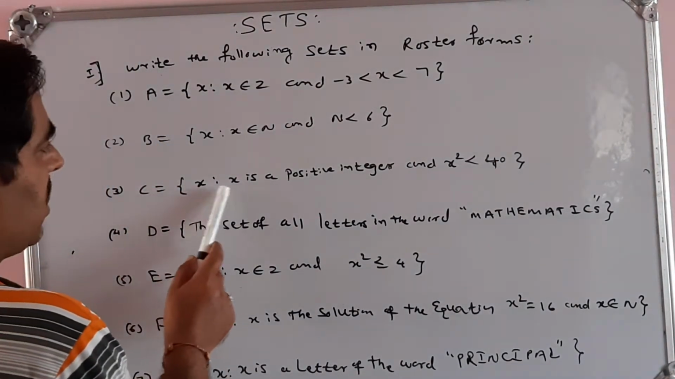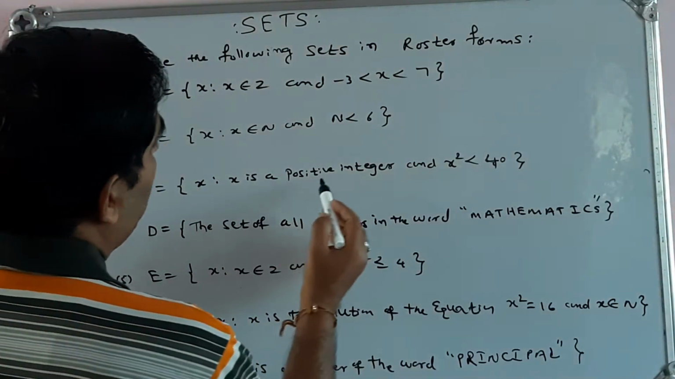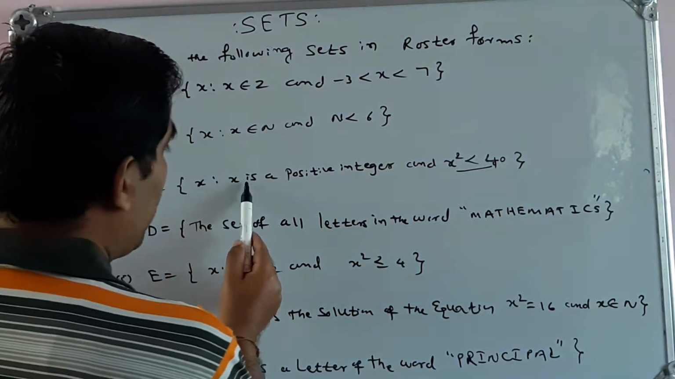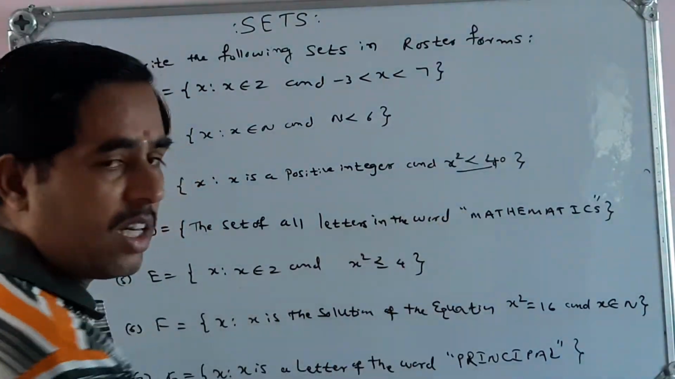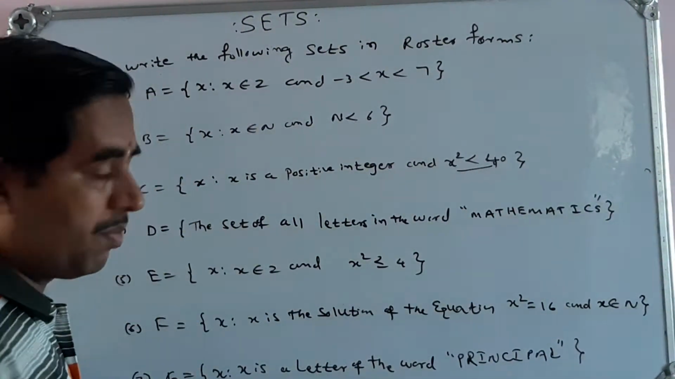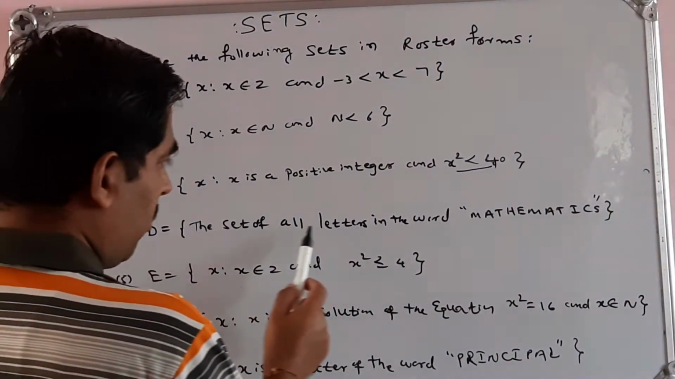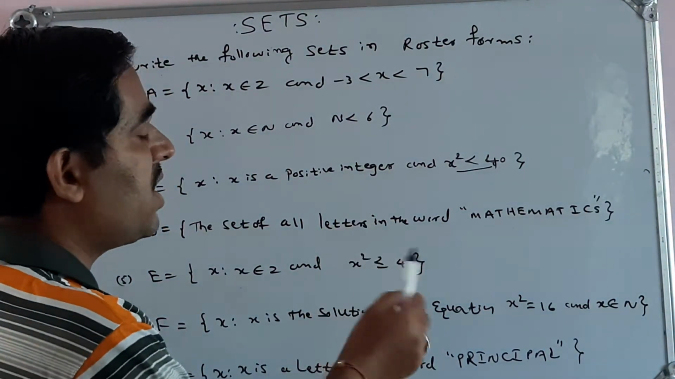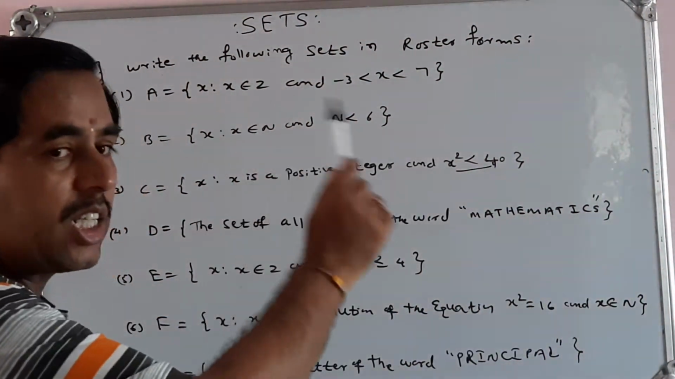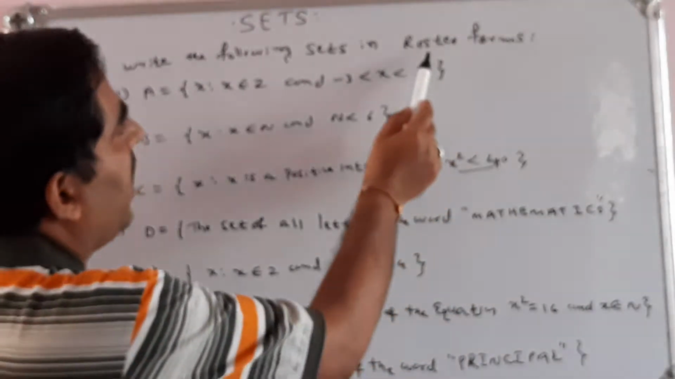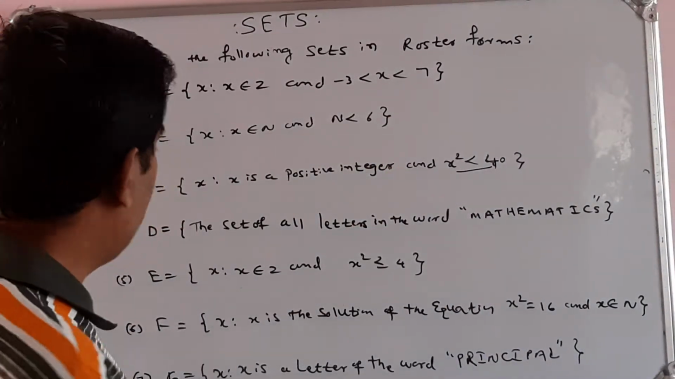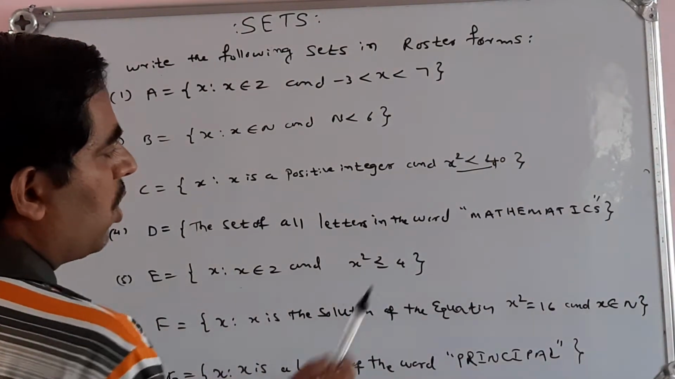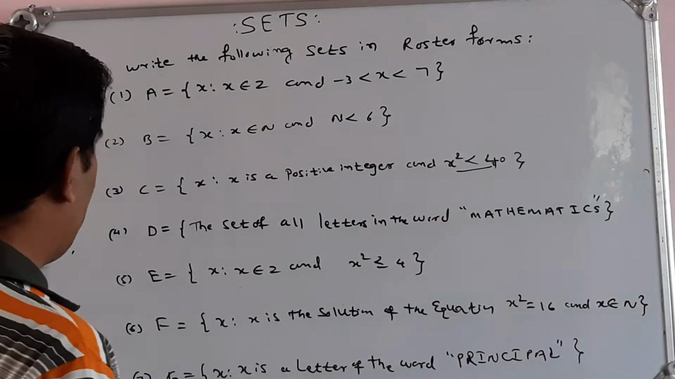Then third example is x such that x is a positive integer and x square is less than 40. So the property is x is a positive integer and x square is less than 40. Then D is equal to set of all letters in the word mathematics. So this example is given in set builder form. All these are written in set builder form or rule method. We have to convert them to roster forms. Okay, fifth example, x such that x is an integer and x square is less than or equal to 4. We have to convert that to roster form.